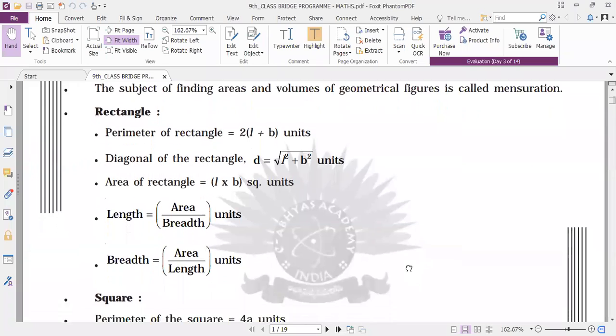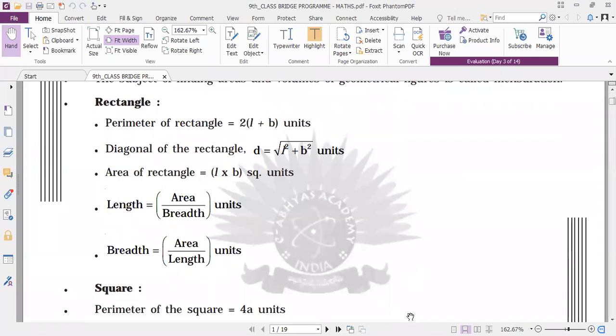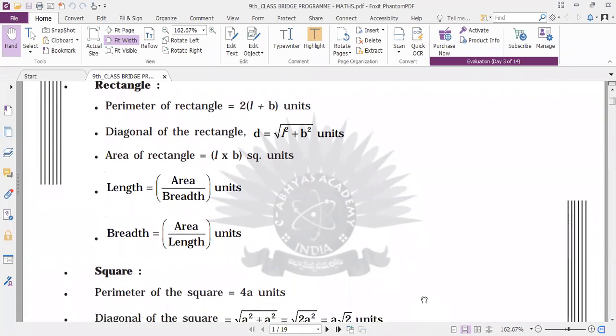Area of a rectangle is length into breadth square units. If we have to find the length, it is area by breadth. Suppose we need the breadth, it is area by length.